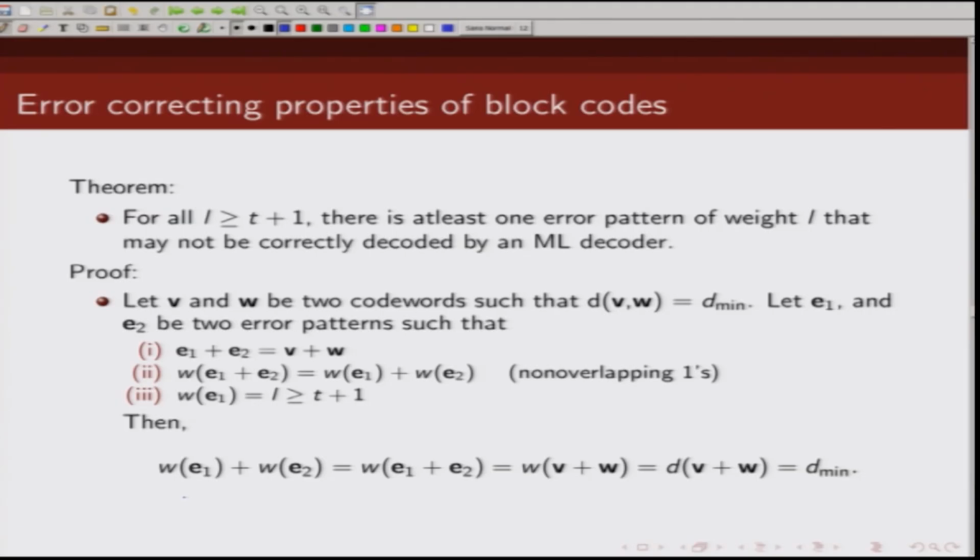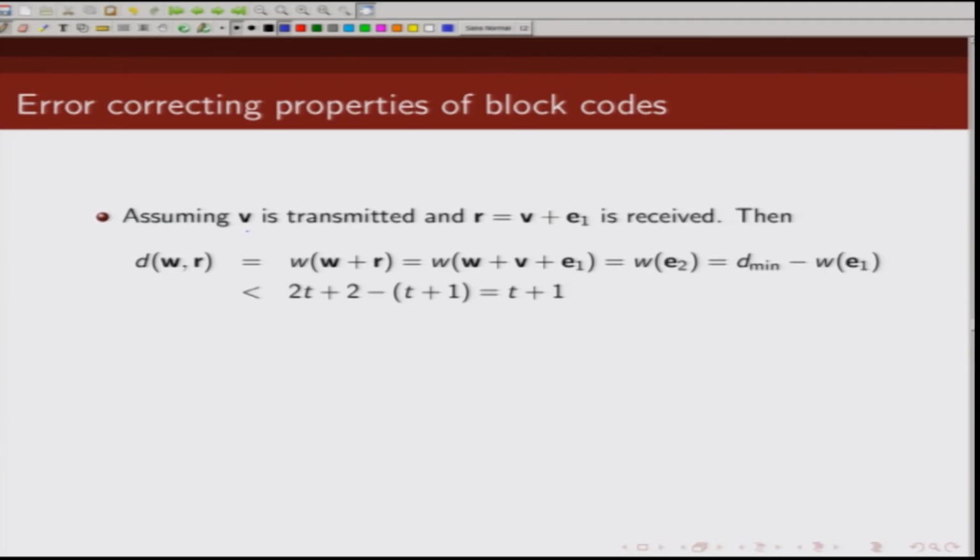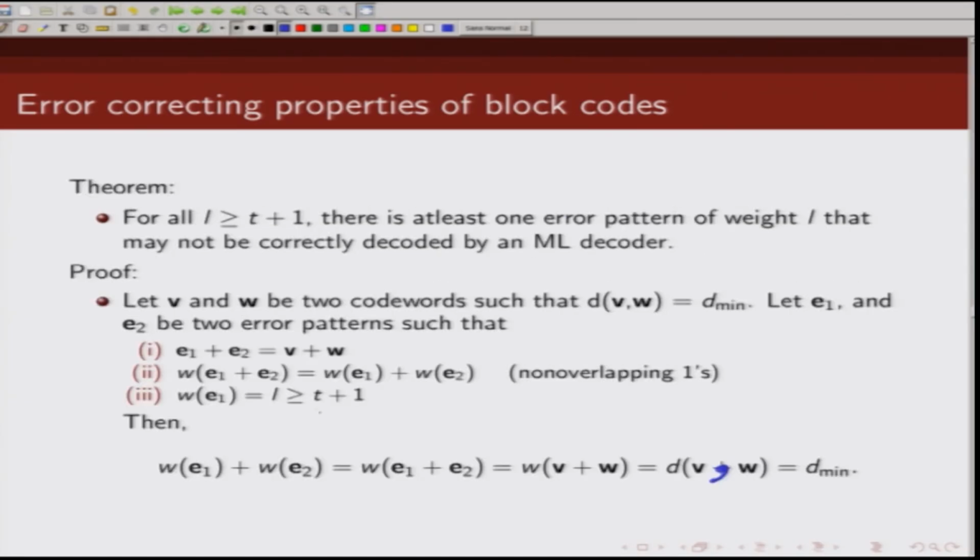So, the way we have chosen our error pattern, weight of E1 plus weight of E2 is given by weight of E1 plus E2, this is from 2, and from 1 we know E1 plus E2 is nothing but v plus w. So, this is the same as weight of v plus w, which is the Hamming distance between v and w, and we have said the Hamming distance between v and w is the minimum distance. So, this is equal to the minimum distance. Now, let us assume that we transmitted this code word V and what we received is R. So, this V got corrupted by this error pattern E1, which has Hamming weight of at least t plus 1.